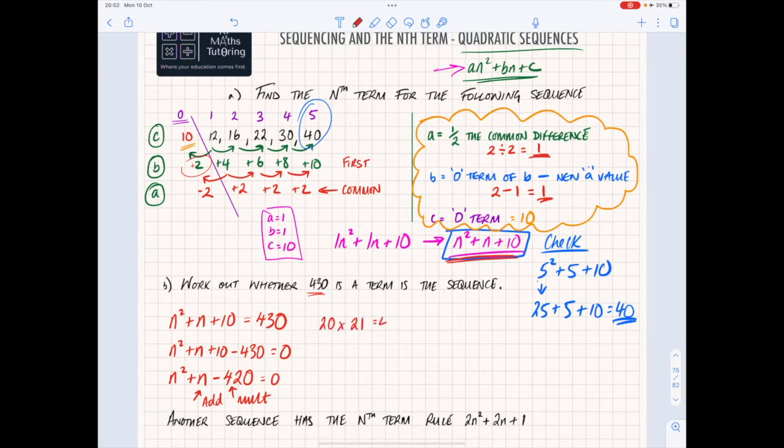So 20 times 21 gives me 420. So they are my factor pairs. So therefore what you do is you say n in both brackets, because we're factorising it to solve it, equals 0. Now we need to make a positive 1. So we're going to say plus 21 and then minus 20. Because 21 minus 20 gives me 1, and 21 times minus 20 gives me minus 420. So we say n plus 21 equals 0, or n minus 20 equals 0. So therefore n is equal to negative 21, sorry, or n is equal to 20.